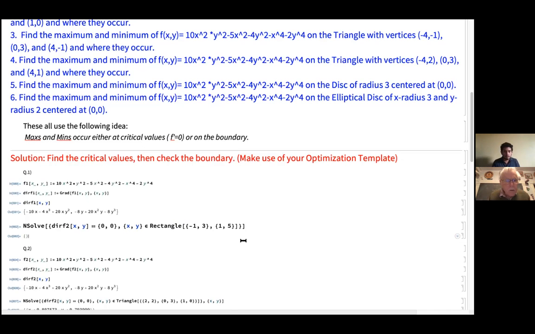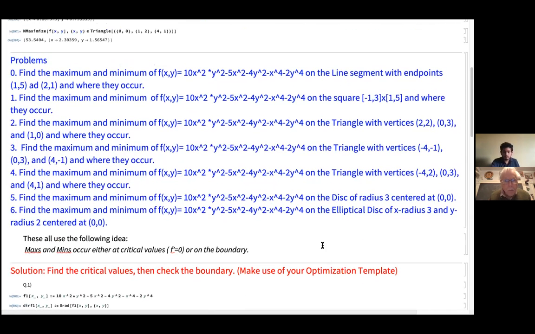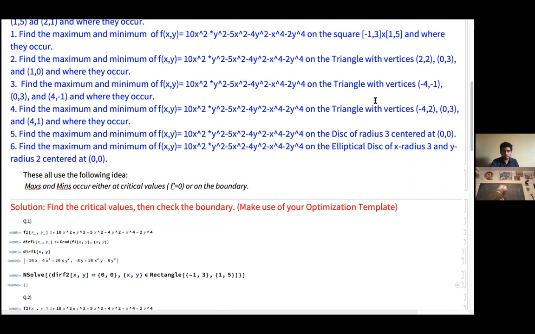Oh, wait a second here. Let me see the problem again. Okay, -1, 3, 1, 5, and where they occur. Yes, so let's just take a look at that. We can work on this by hand, Michael, if you have a minute or two. Why don't you read me off the function here?